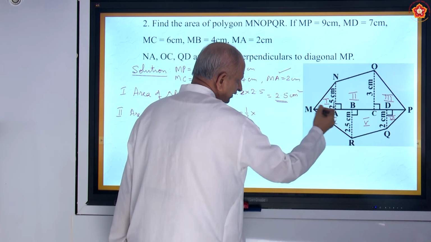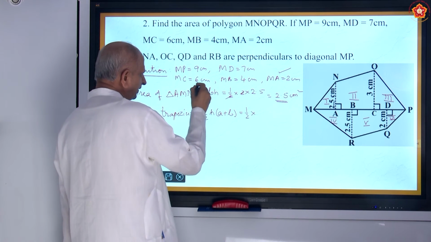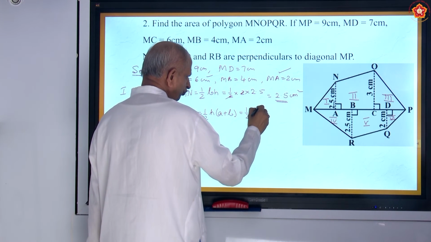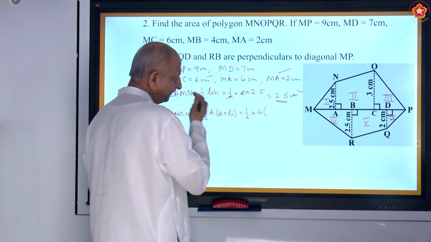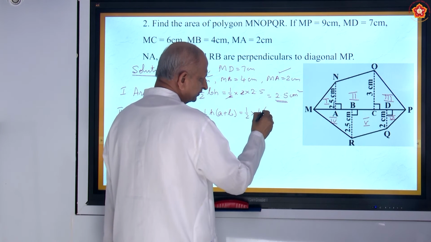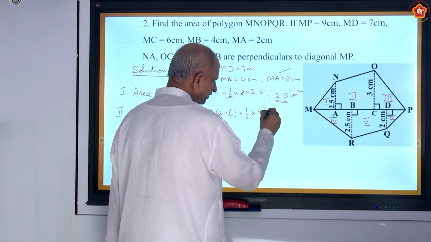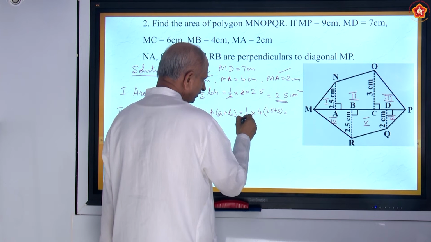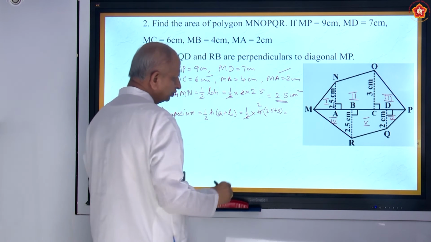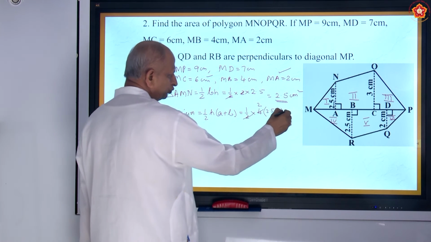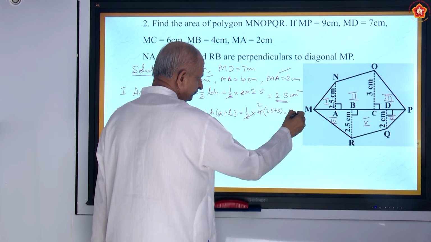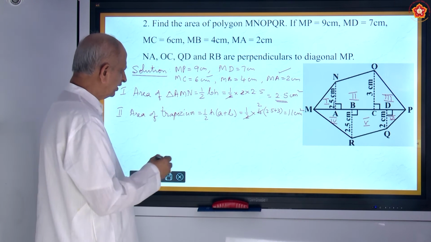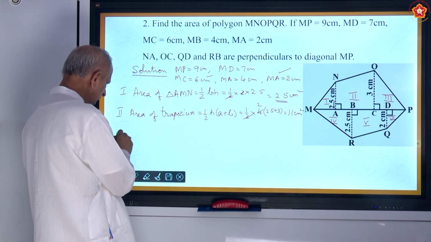MC minus MA. MC is 6, MA is 2, 6 minus 2, 4 into A plus B. A is 2.5, B is 3, 2 ones are 2, 2 twos are 4. So this is 5.5 into 2, 11 square centimeters.